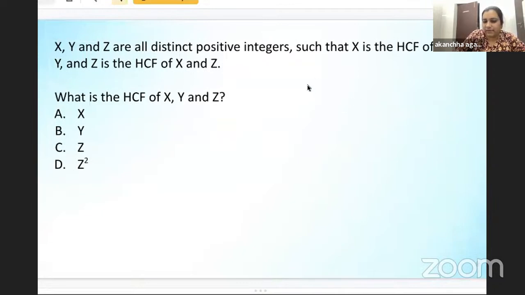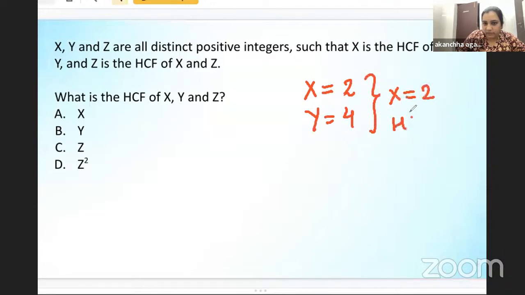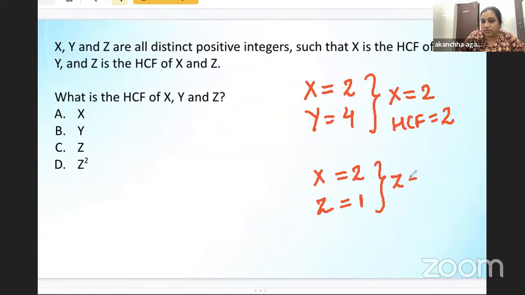Can you think of such an example? Like if I say x is equal to 2 and y is equal to 4, the HCF of x and y is x itself, right? True or not? Further, they are saying that z is the HCF of x and z. Now, if you take x as 2, what can z be if the HCF is z only? Since 2 is a prime number, the only possibility for z is 1. Correct or not? So the HCF of 2 and 1 is 1.